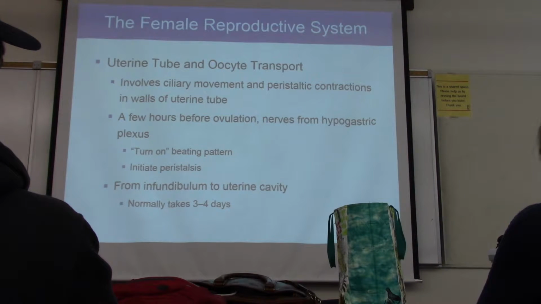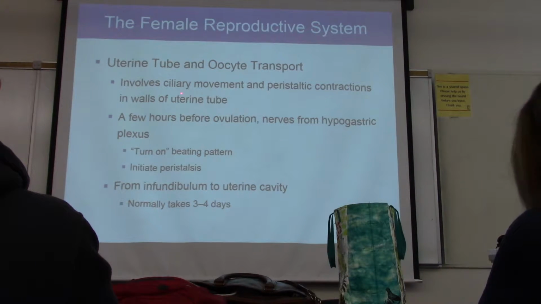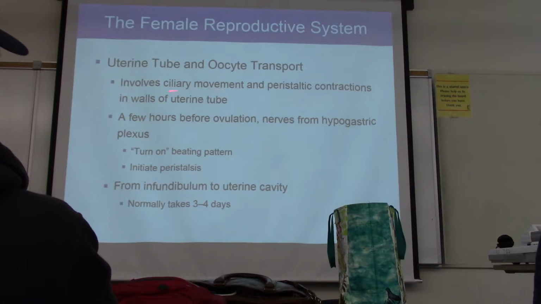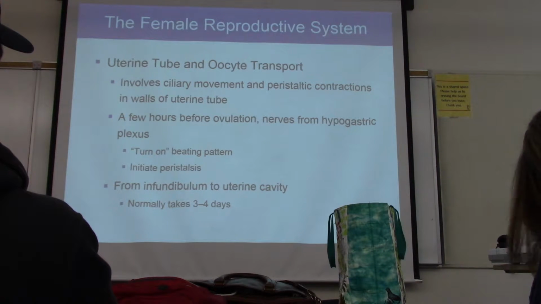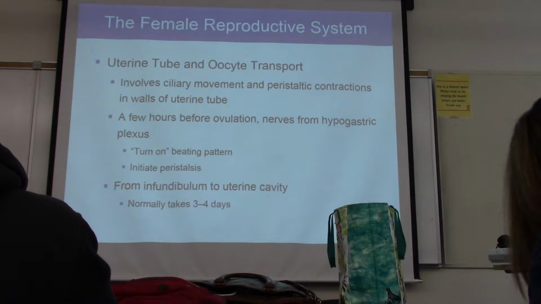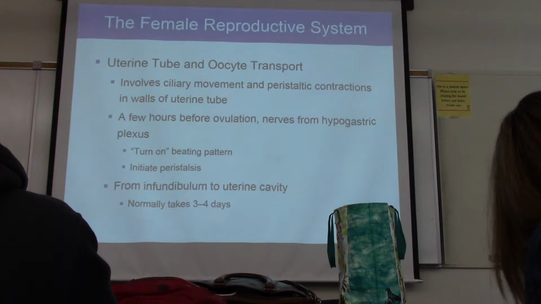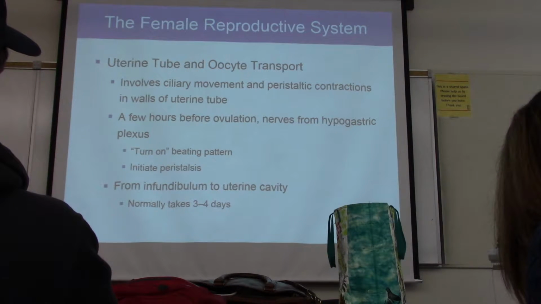I'll just leave it at that. The egg doesn't really swim downstream. The sperm swim upstream a little bit, but most of the movements that go on with these cells are caused by the ciliary movements and the peristaltic contractions that occur in the wall to push things down.